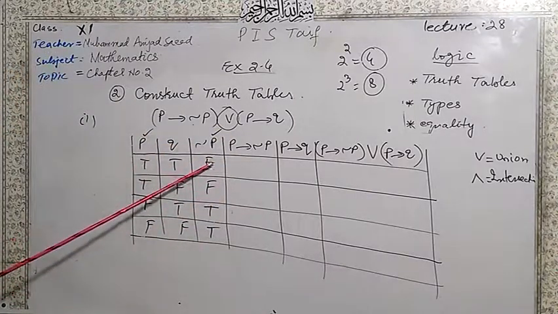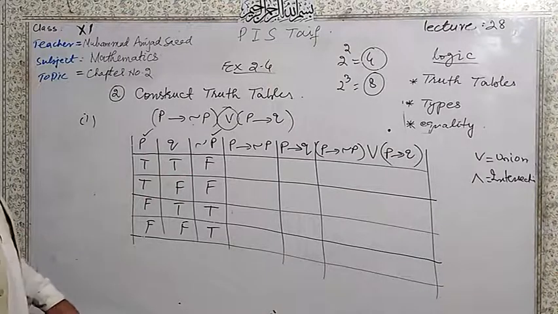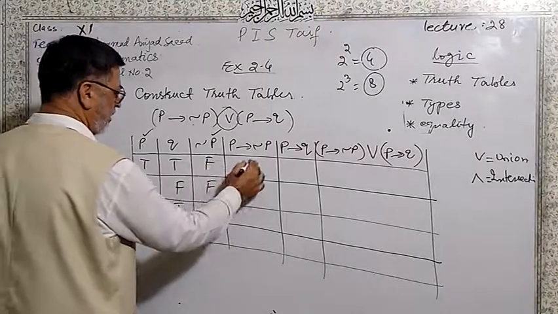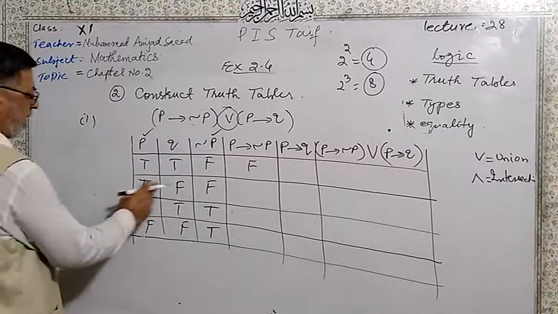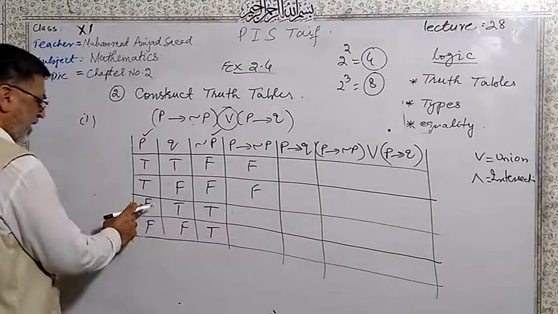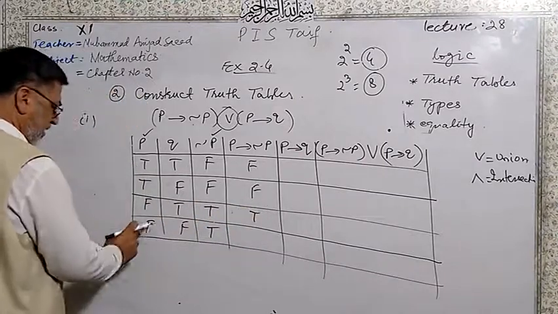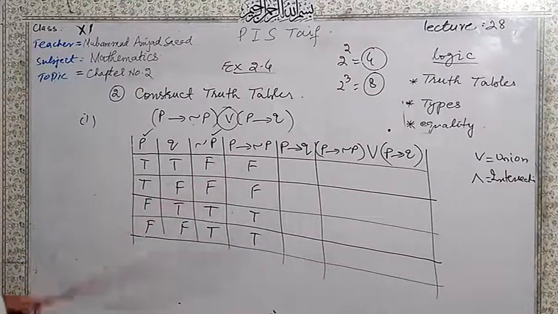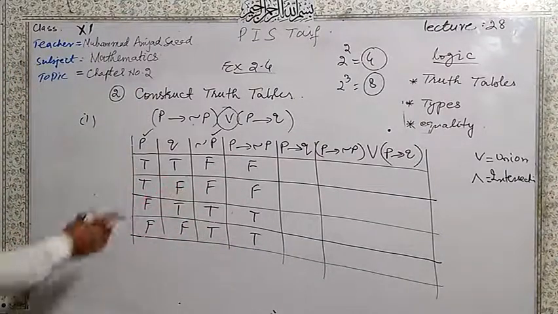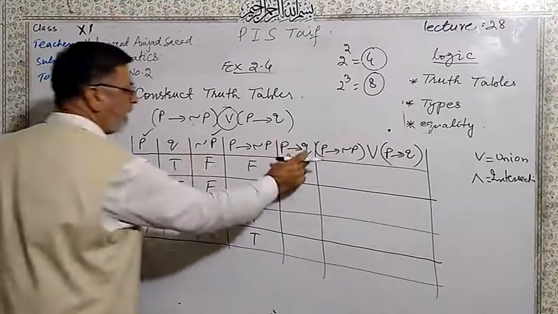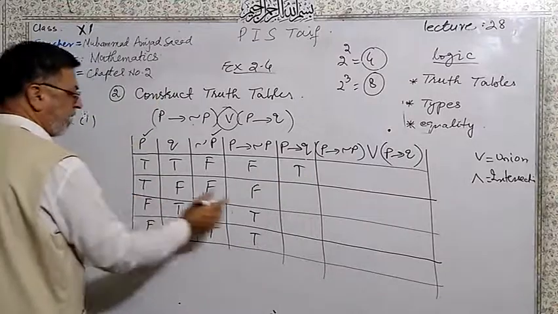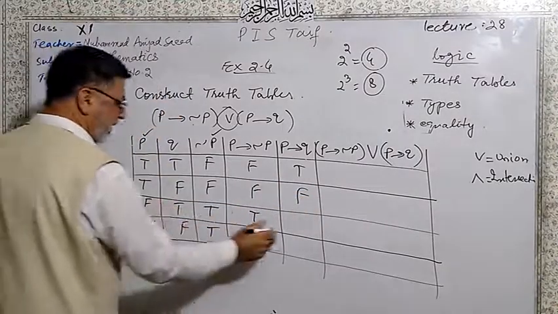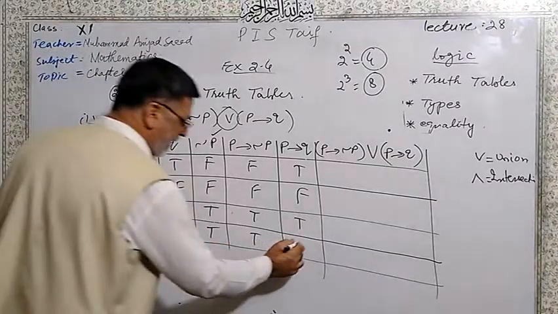What about T to F? Can you meet your friend? No, he is not at home. T to F is F. Again, T to F, F. F to T, he is waiting. F to T, T. Then P to Q. T to T is T. T to F is F. F to T is T. F to F is T.